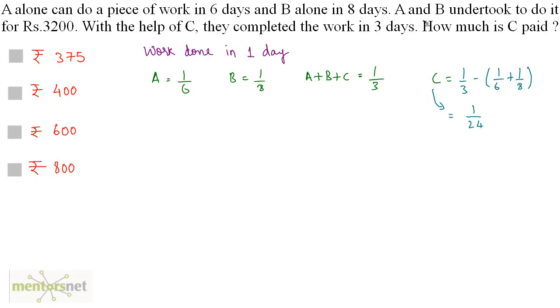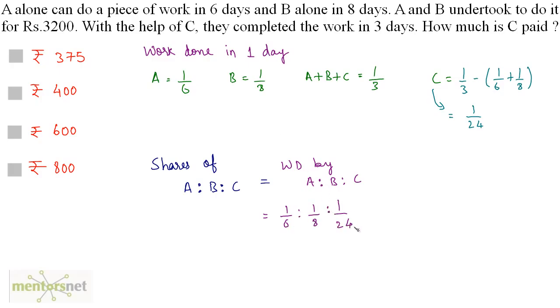Now what we want is how much share C is paid. So for that we'll need the ratio of the shares of A, B and C. So we have share of A is to share of B is to share of C equal to the ratio of work done by A is to work done by B is to work done by C. So this will come out as work done by A is 1 by 6, work done by B is 1 by 8 and work done by C is 1 by 24, and if you solve it, you'll get 4 is to 3 is to 1, and that's the ratio of the shares of A, B and C, the shares they will get out of this 3,200 rupees.